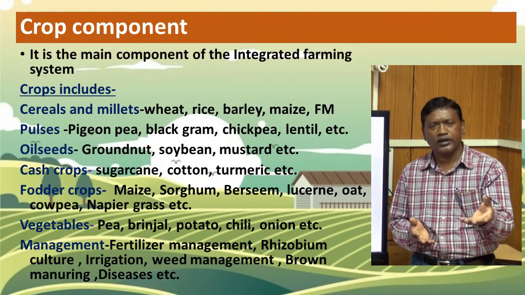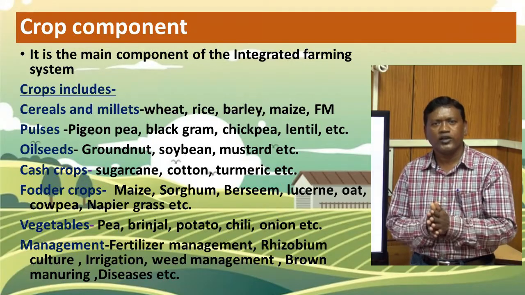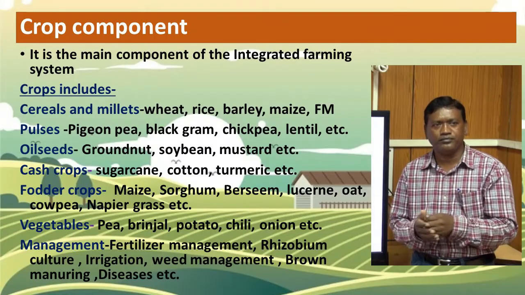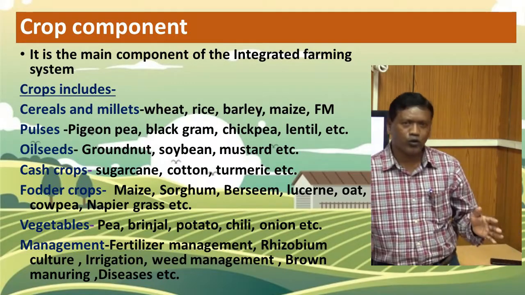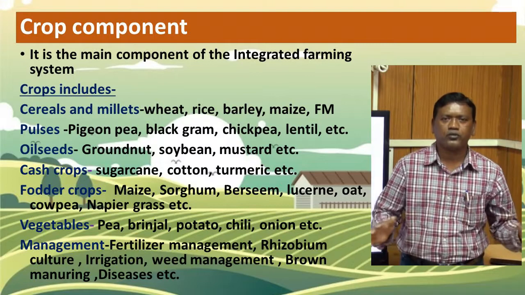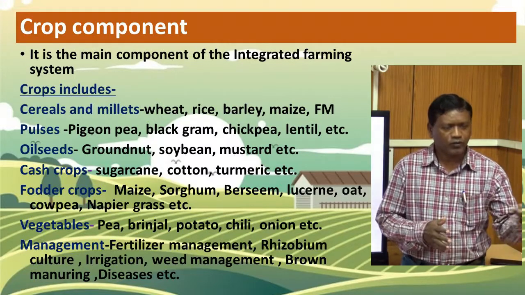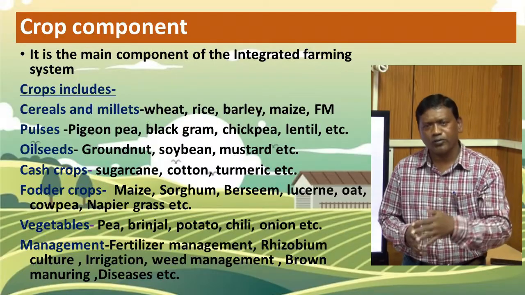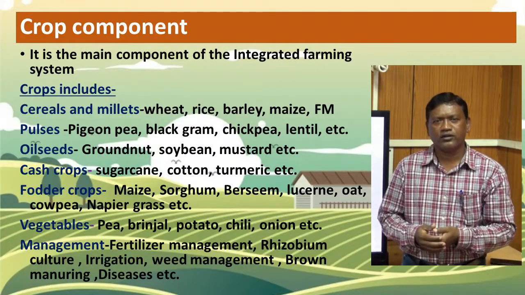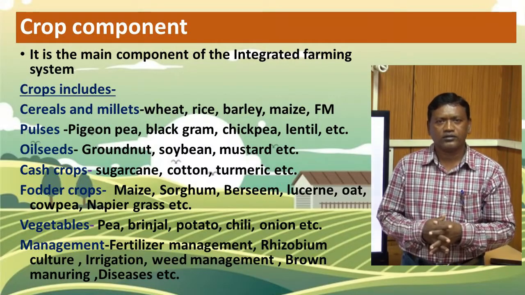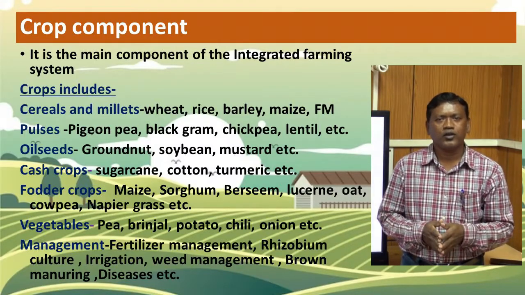And next is intercropping. Intercropping is very important, where you grow two or more than two crops on the same land. If one crop fails, then the next crop is still standing in the field. So it is a risk covering system. So intercropping is very important.